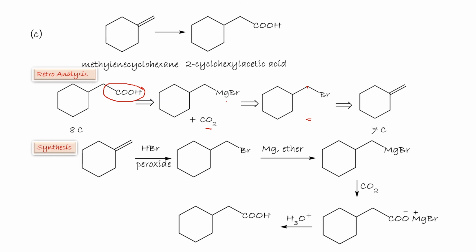anti-Markovnikov. So if we start with methylene cyclohexane and HBr in peroxide, we will add HBr anti-Markovnikov, so the hydrogen will go to the carbon carrying less hydrogen, and the Br goes to this carbon. Reacting this bromo compound with magnesium in ether forms a Grignard reagent. Add solid carbon dioxide to it, and we get the salt. Hydrolysis furnishes the target molecule.